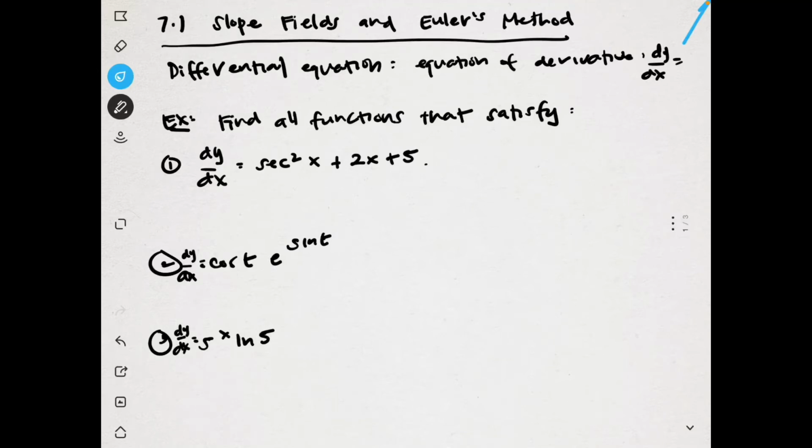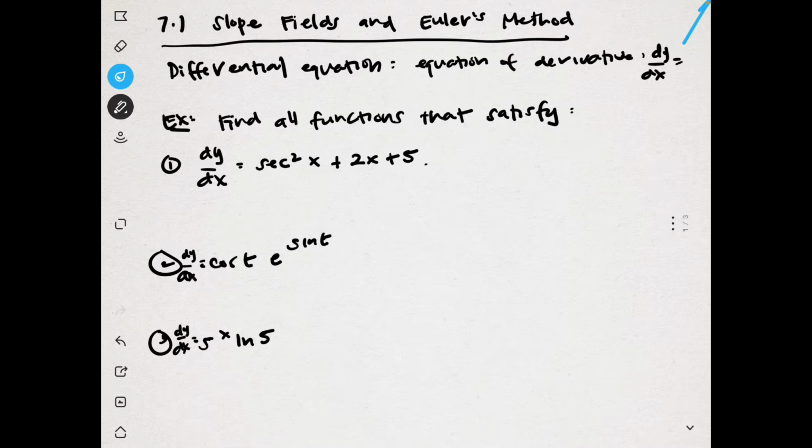Today we're looking at 7.1 slope fields and Euler's method. I know it looks like Euler, but it's pronounced Euler. So we're starting Unit 7. Today we're continuing on with the ideas of anti-differentiation and finding the area under the curve, which is the accumulation, right, of whatever we're looking at.